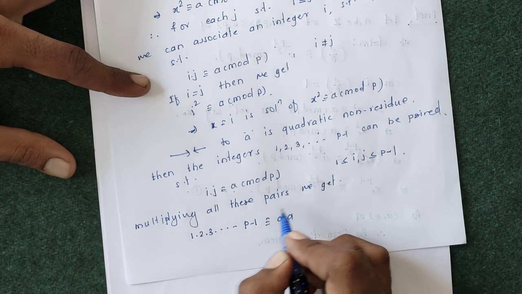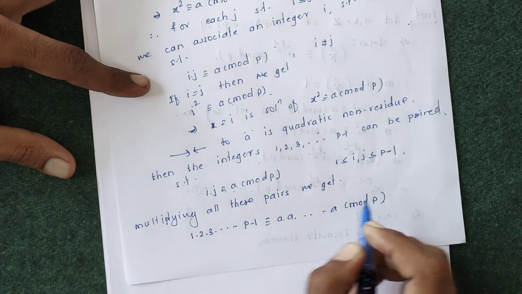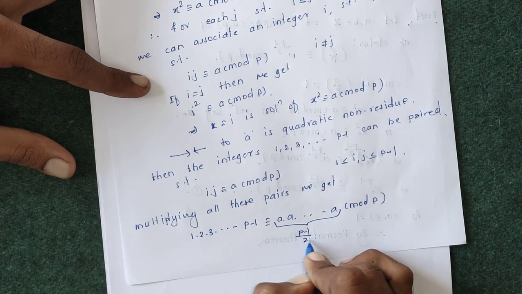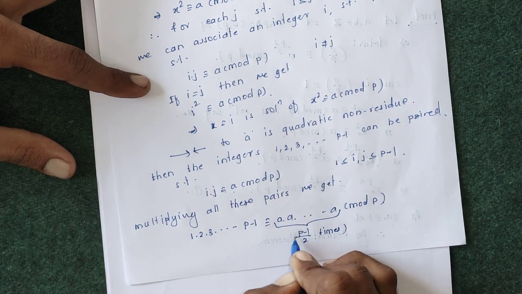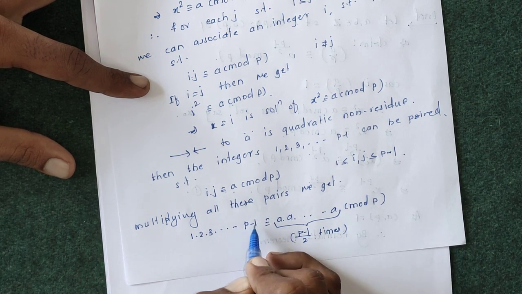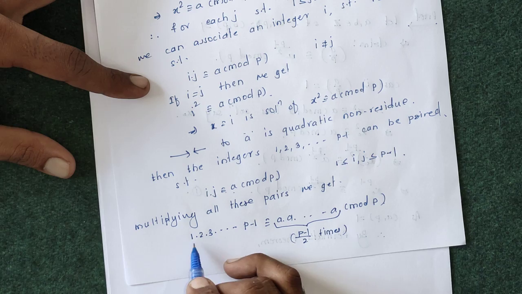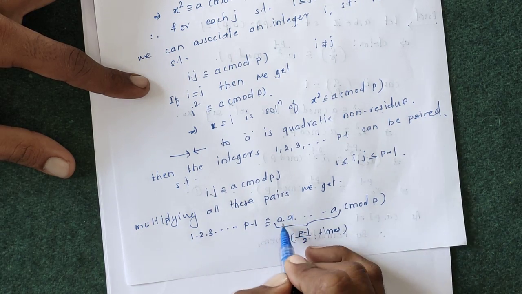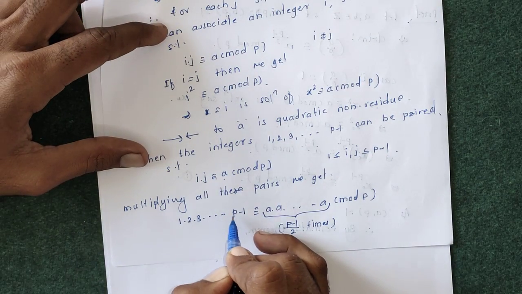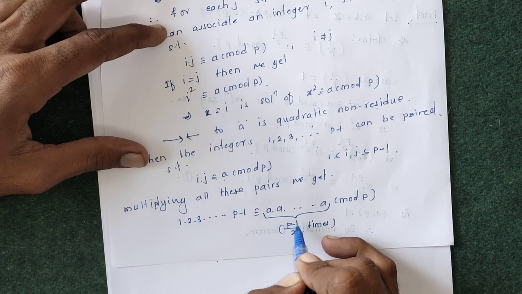So multiplying all these pairings, I can write this a under modulo p, and this a will occur p minus 1 by 2 times, since we are pairing these p minus 1 numbers. For each pair there are 2 elements, so there are exactly p minus 1 by 2 pairs. So this a will occur p minus 1 by 2 times. So this 1 into 2 into 3 into up to p minus 1, I can write as p minus 1 factorial, and this a will occur p minus 1 by 2 times.